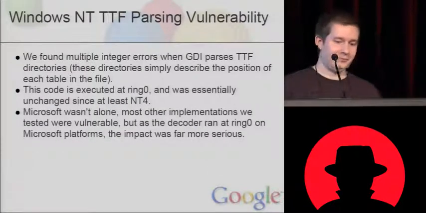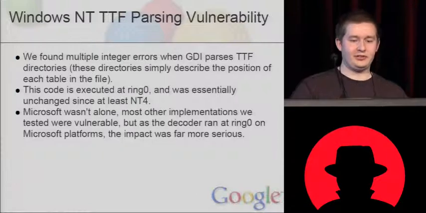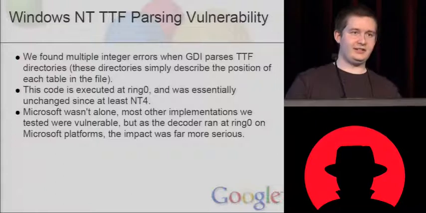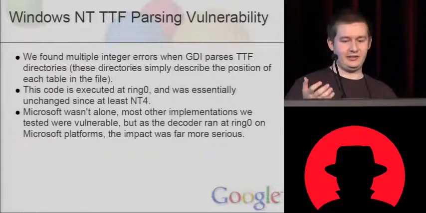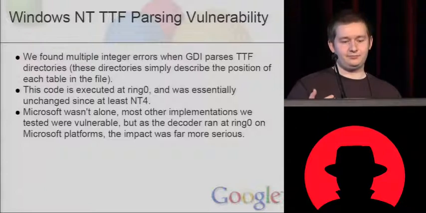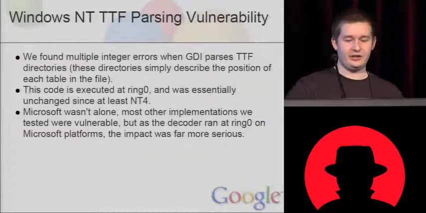And it turns out we were able to find lots of integer errors when GDI parses the TTF directories. So the directories are basically at the start of a TTF file, and they explain where each table is in the rest of the file. This code was all executed at Ring0, and the code was really old. It was unchanged since at least NT4.